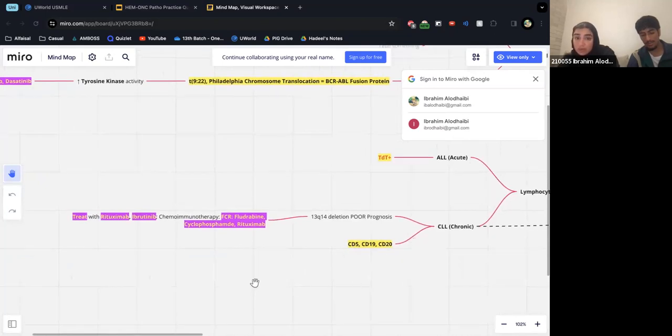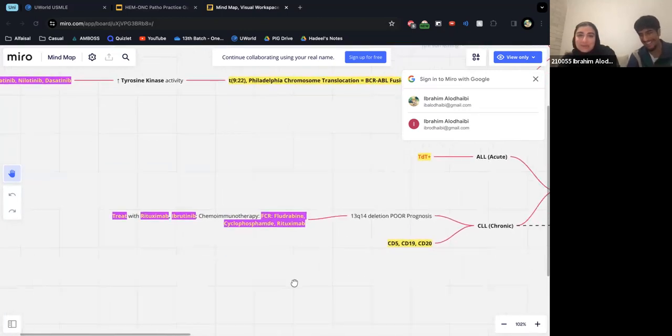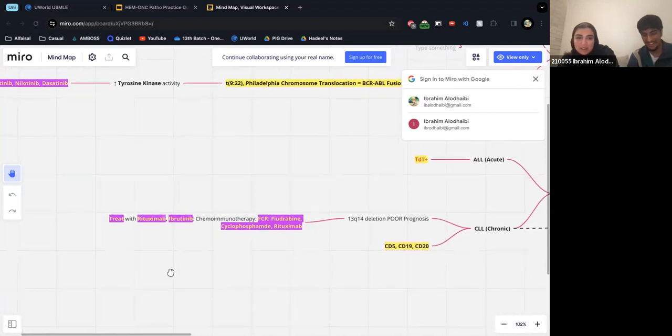This is very important. It's terminal deoxynucleotide transferase. You don't need to know what it stands for. Yeah, just remember TdT positive. And then that has its own treatments.